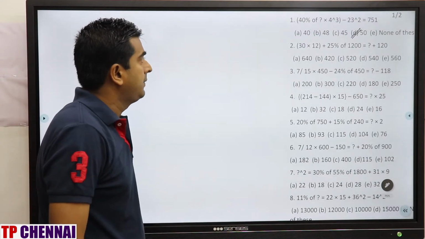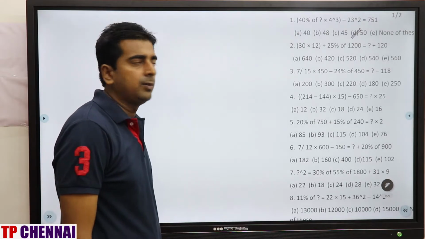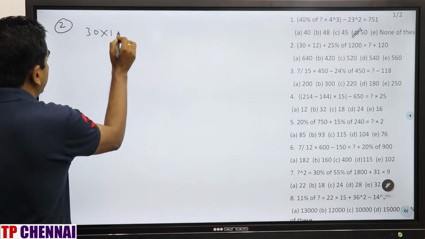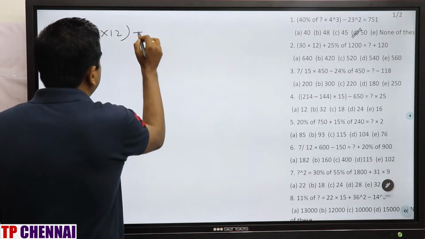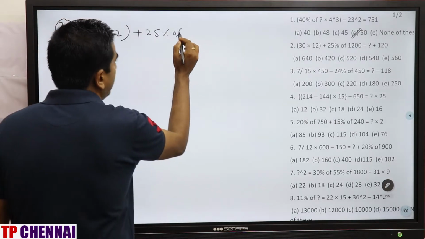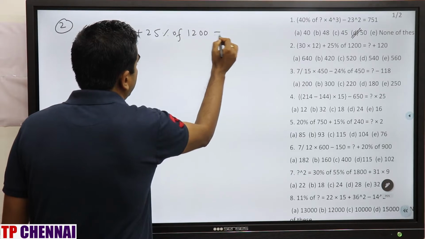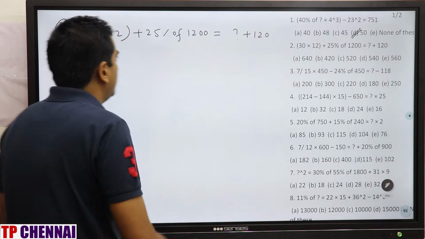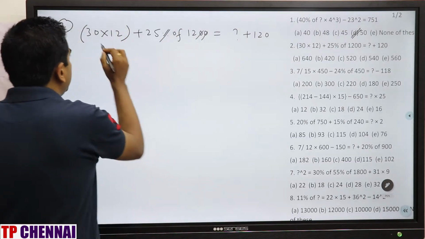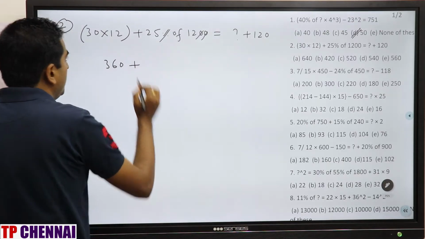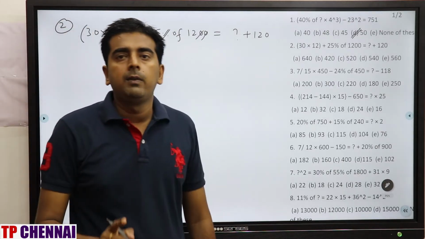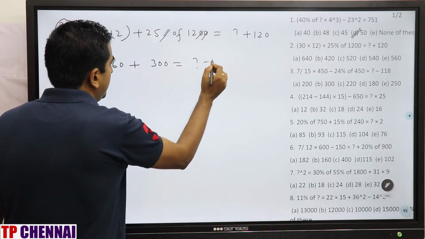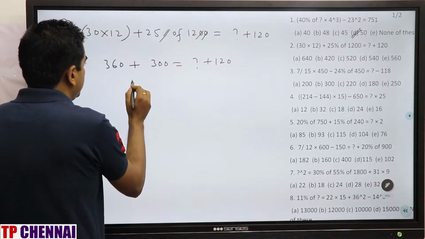30 into 12 plus 25% of 1200 is equal to question mark plus 120. Right? So first this percentage and double zero will go. 30 into 12 is nothing but 360 plus, what is 25 into 12? So 12 into 5 is 60, 60 into 5 is 300. Is equal to question mark plus 120. This is how much? 660.